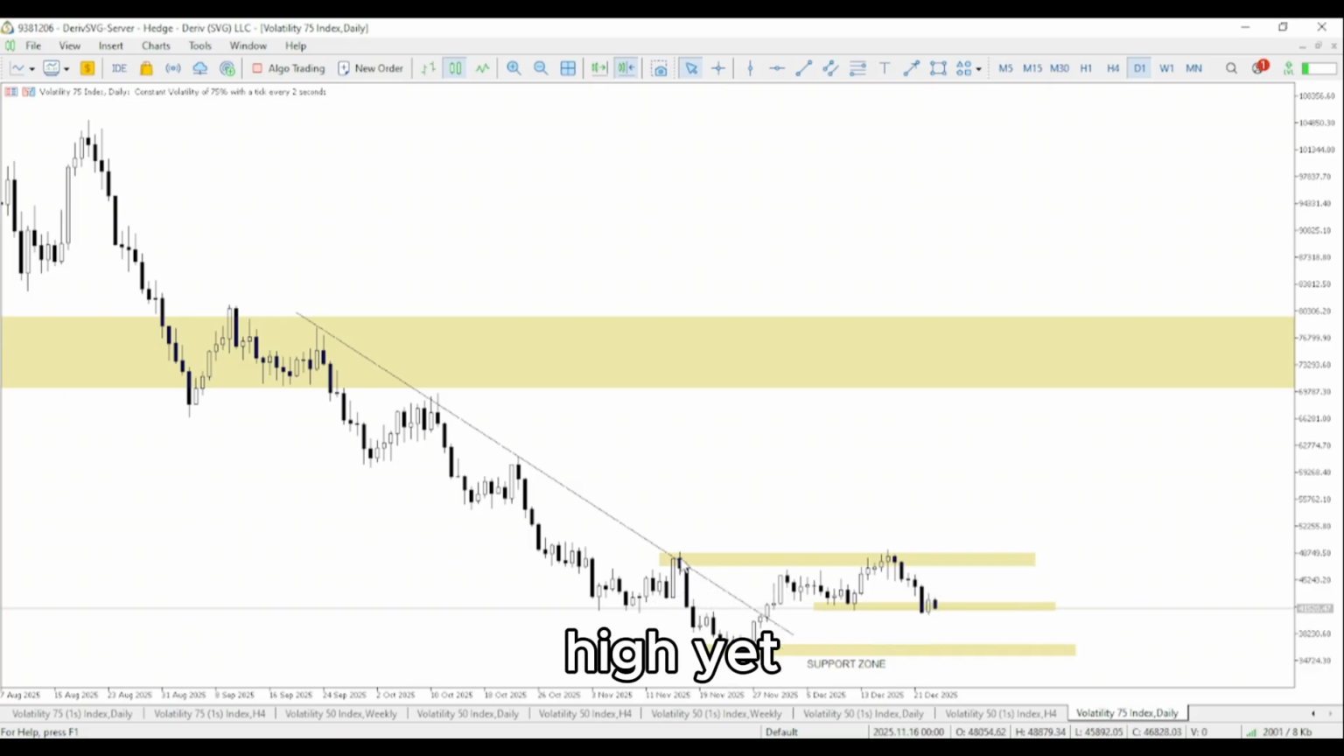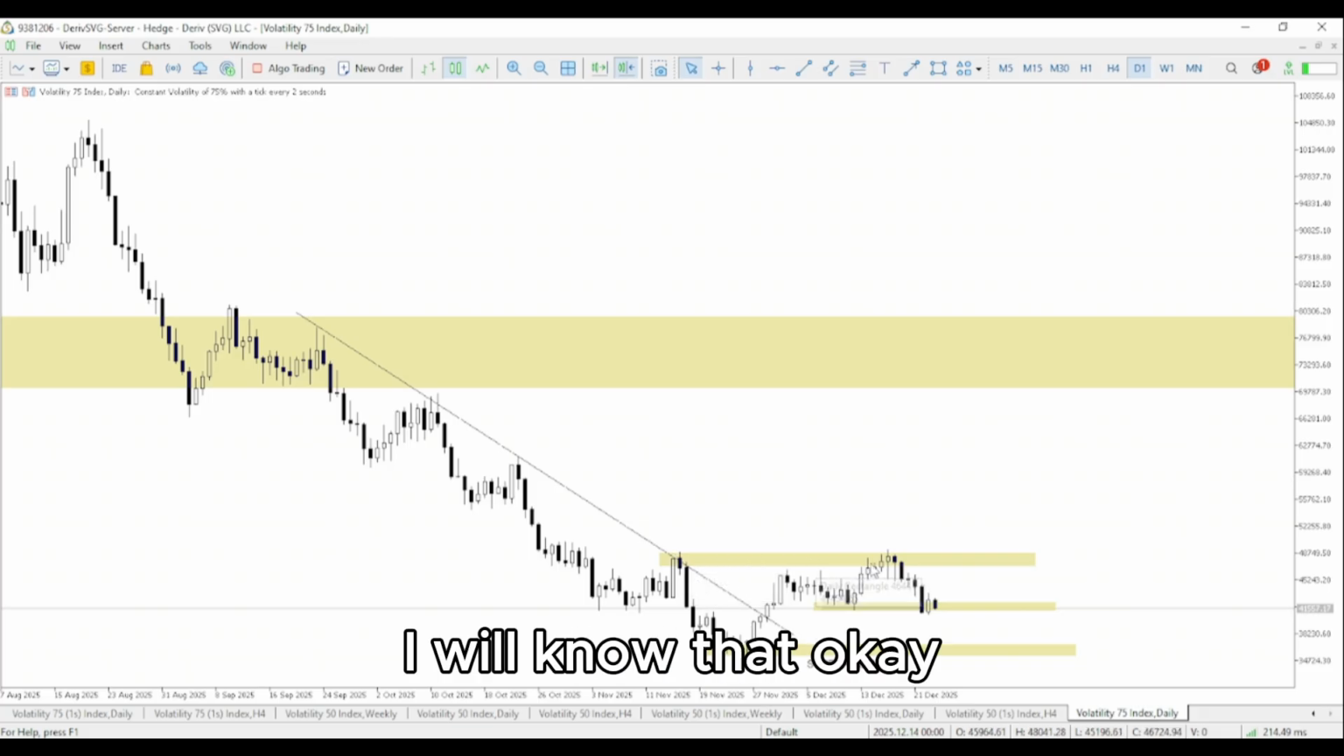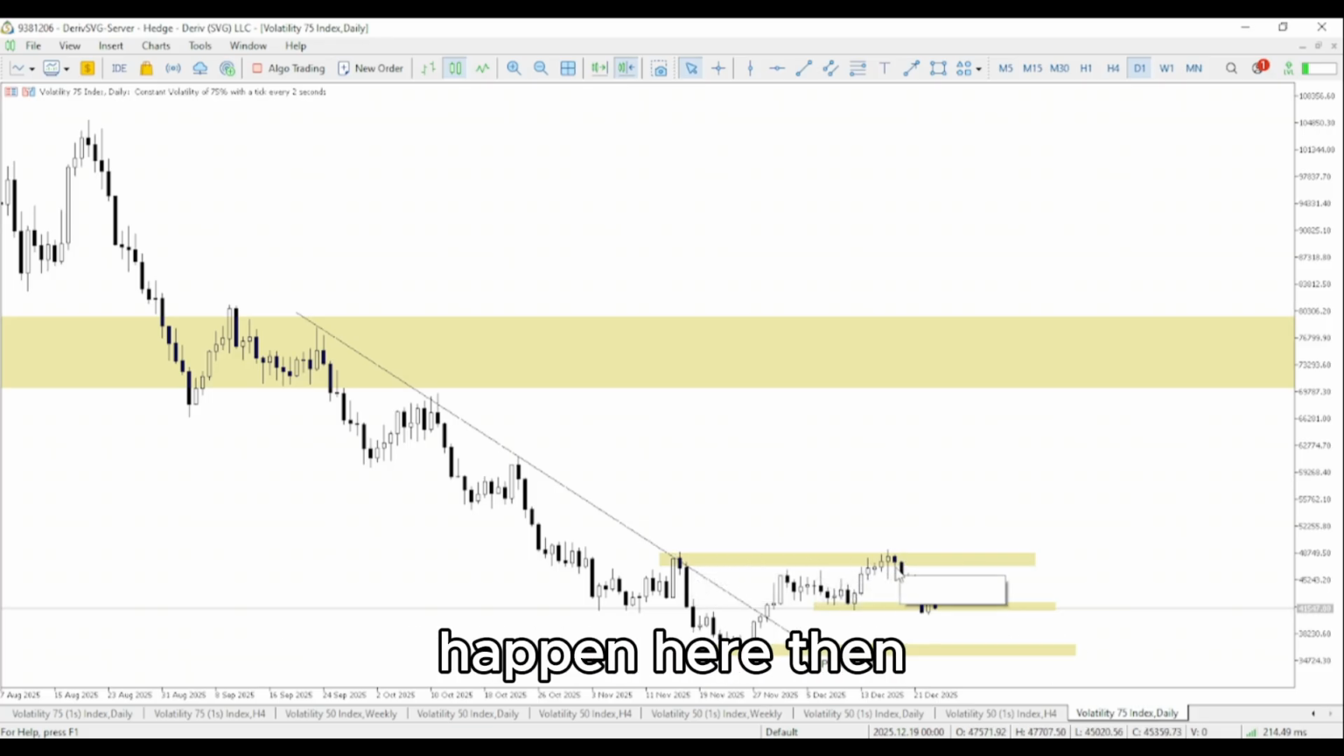I will see that this is the major high here from the daily time frame. I will say no, price hasn't broken yet, so it's still on a downtrend. You understand? This might just be an upswing in a downtrend market. So I will say fine, this is my key level, and if price should approach this level, I will know that something is definitely going to happen here.